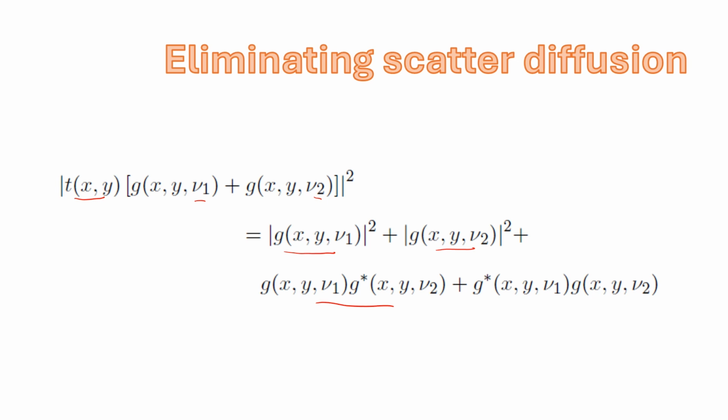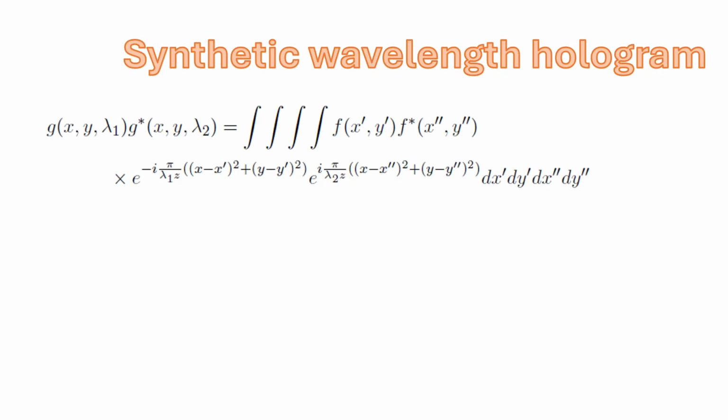So if we assume that we're able to measure this term g at lambda 1 times g at lambda 2, then the field at each one of the frequencies is the field due to the remote scatter propagated from the scatter to the screen. So this is the propagation kernel from the scatter to the screen.